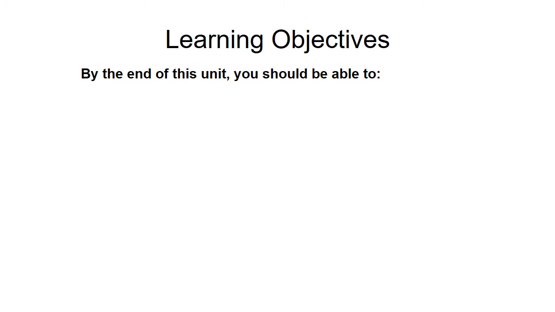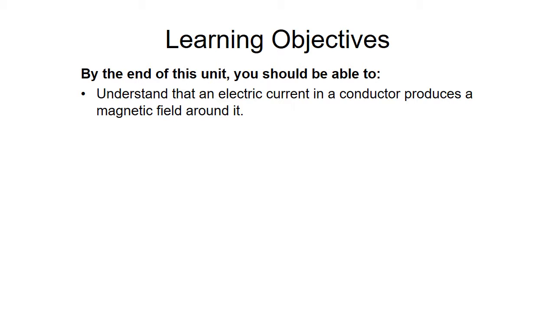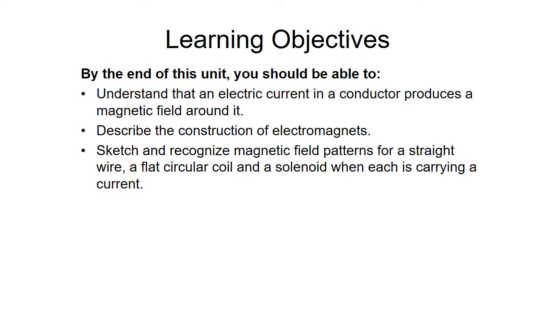So the learning objectives, by the end of this shorter unit, you'll understand that electrical current in a conductor produces a magnetic field, and you'll be able to describe the construction of electromagnets and sketch and recognize magnetic field patterns for a straight wire, a flat circular coil, and a solenoid when each is carrying a current.